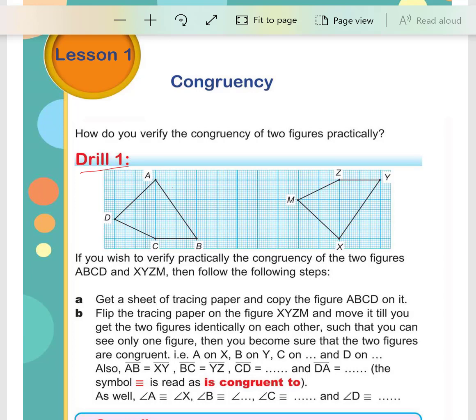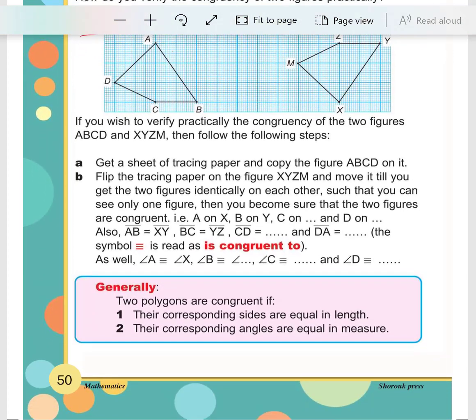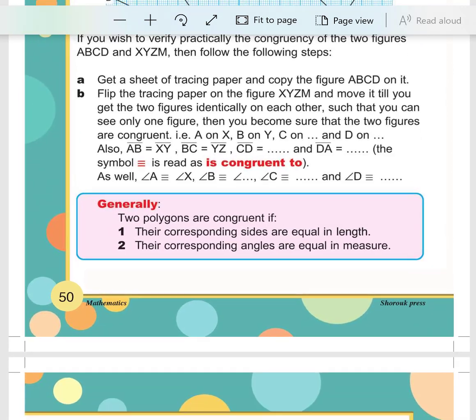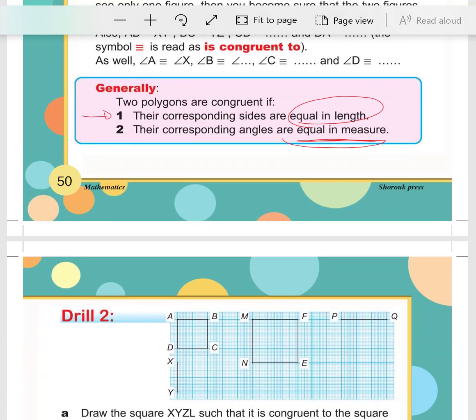Generally, to have two polygons congruent, we have two conditions. The first condition is their corresponding sides are equal in length. The second is their corresponding angles are equal in measure. These are the two conditions for congruency of two polygons. We have three special cases.